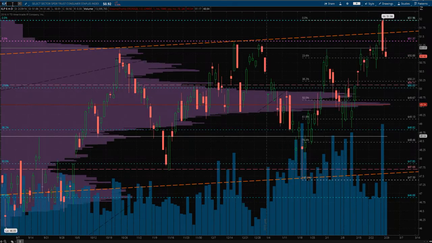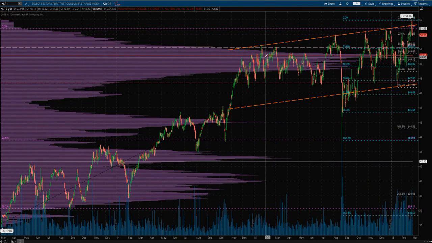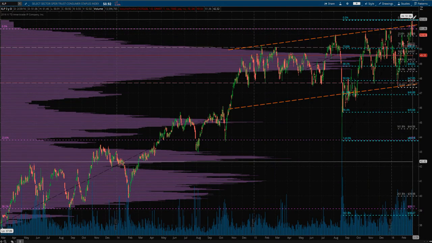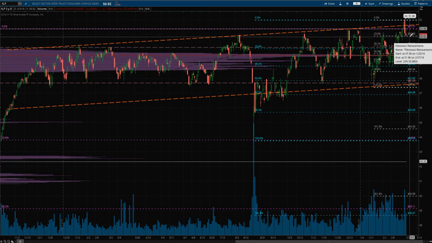The other sector I wanted to look at was the XLP. I've talked about the XLP a lot, and I still like the sector as well. We can see that we broke out of the top of this channel and set a new all-time high, and now we are at the shortest term 23.6 here at 50.88.